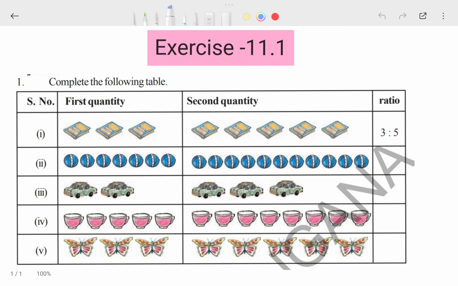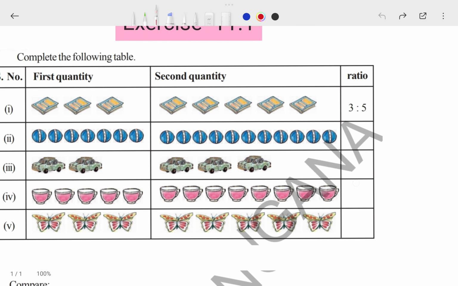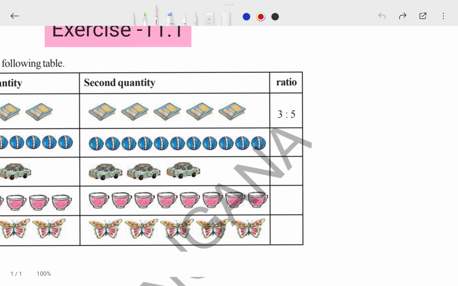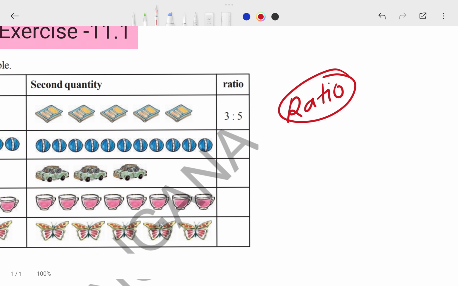The first question says, complete the following table. We have to complete the following table, but before I start, in this chapter we are learning about ratio. So, what is the meaning of ratio? First I want to teach that, then I will go to the next part of this first question.